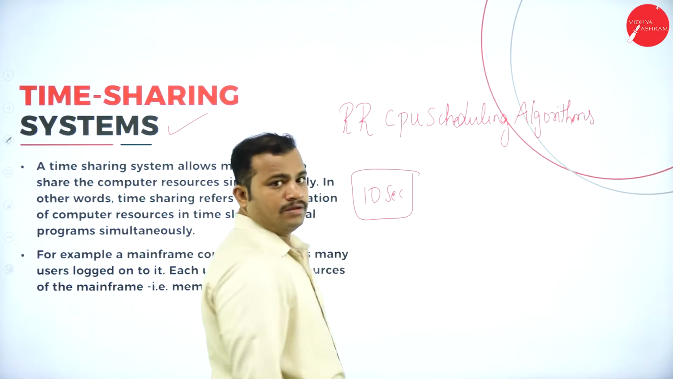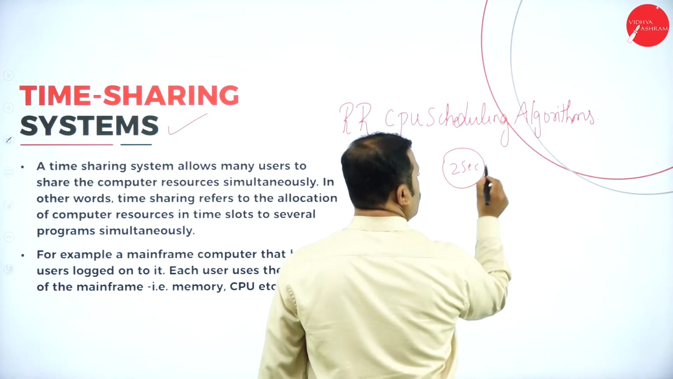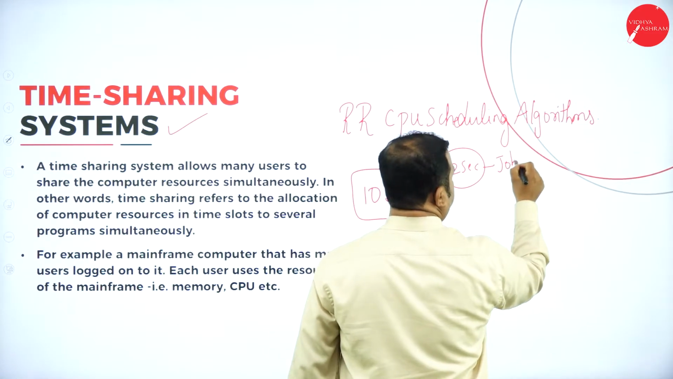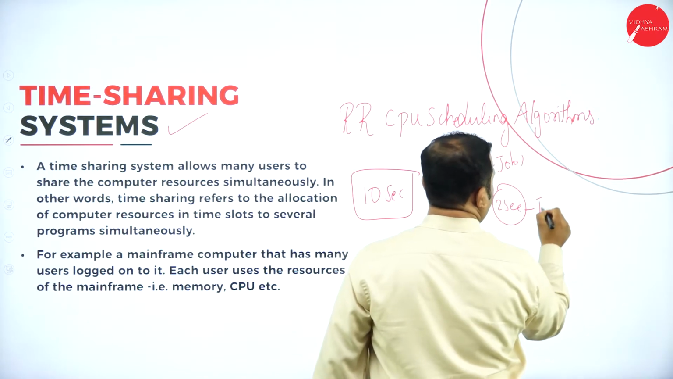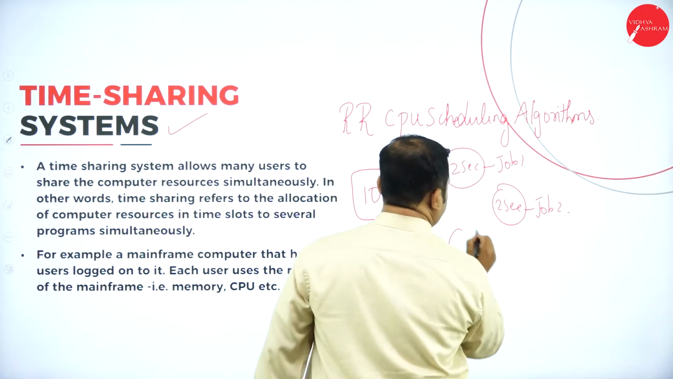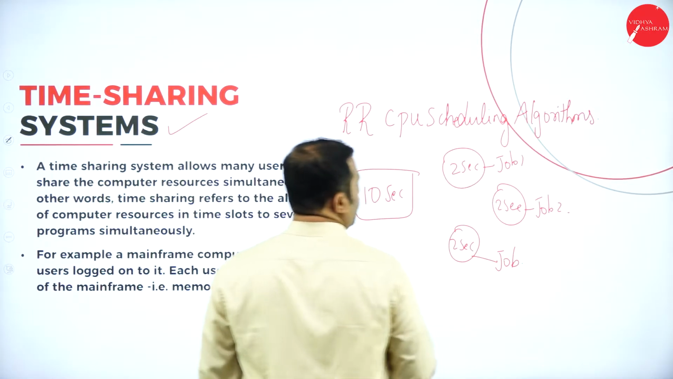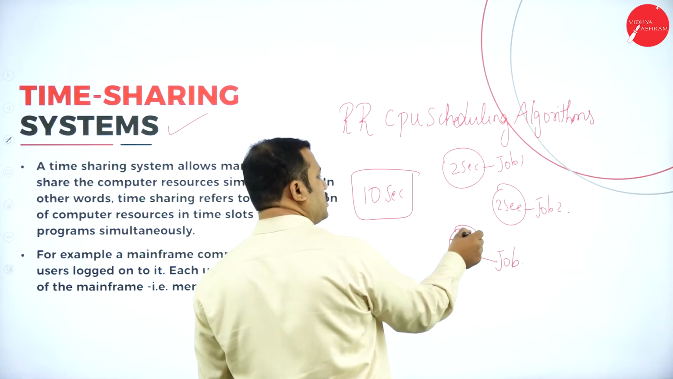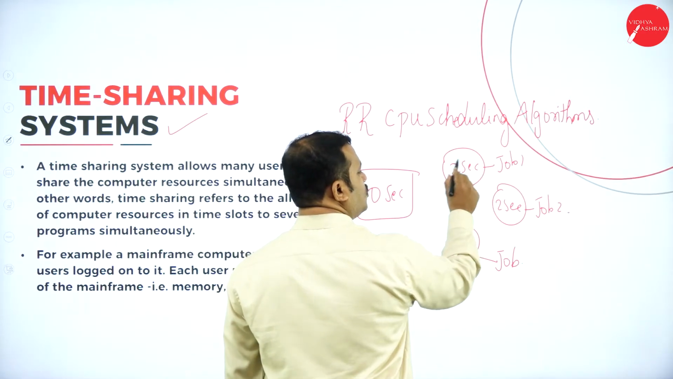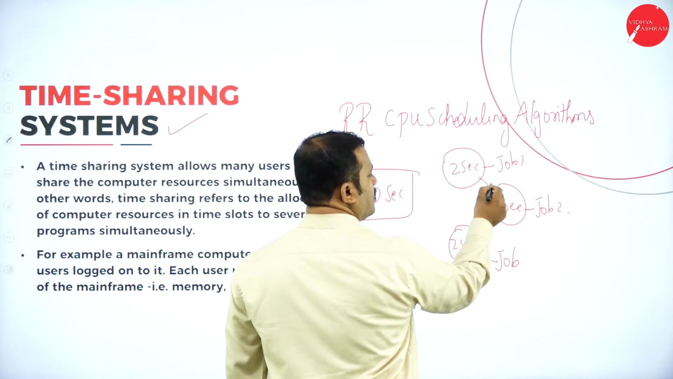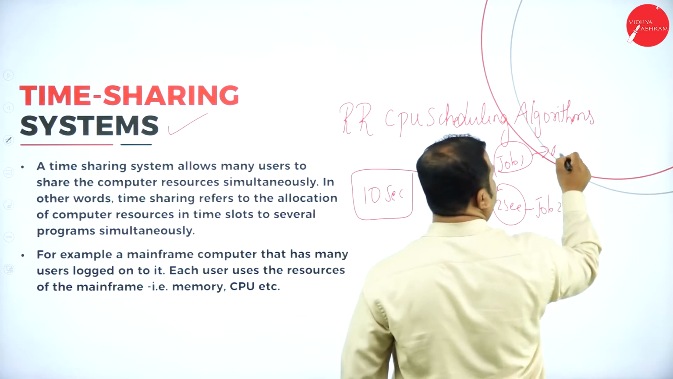first 2 seconds are allotted to one of the jobs, that is job 1. Next 2 seconds are allotted to job 2. Then the next 2 seconds are allotted to job 3. So multiple jobs are using this time, that is 2 seconds are utilized for job 1. Soon after, job 1 is not yet completed fully.